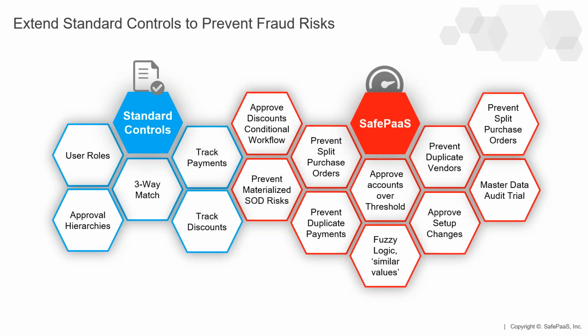Applying discounts on your order to cash cycle, right? Being able to apply discounts that you're not authorized to apply. Bank account changes. We talked a little bit about bank accounts, and so master data audit trail. It could also be credit changes on the customer side.